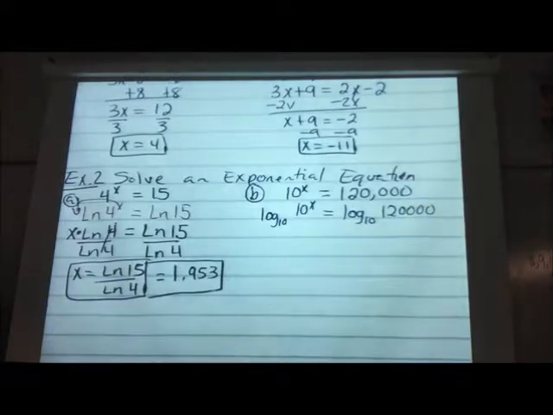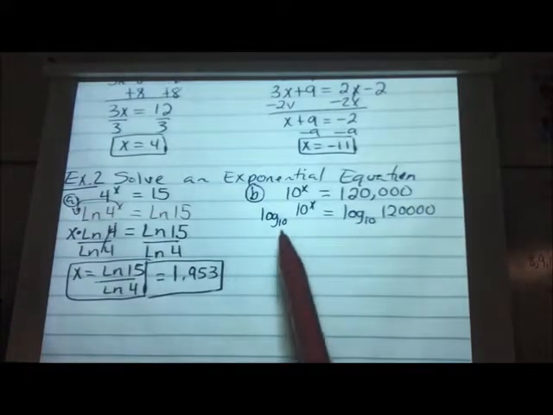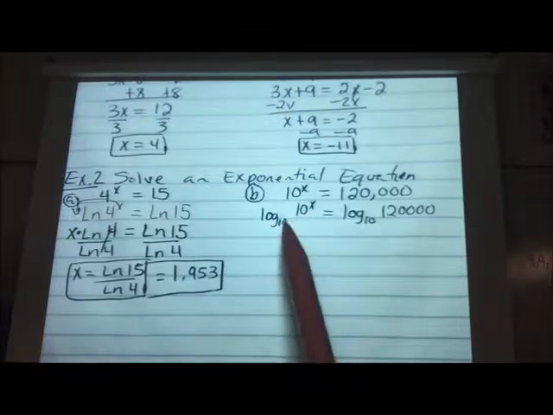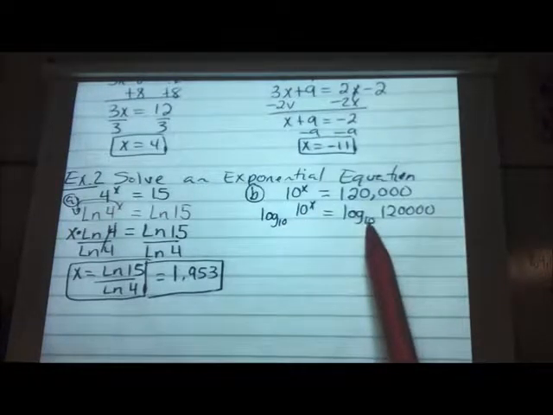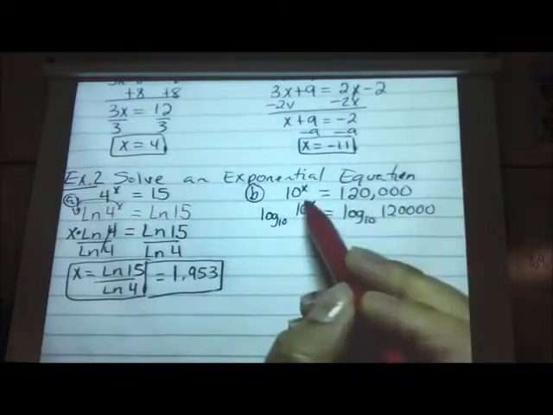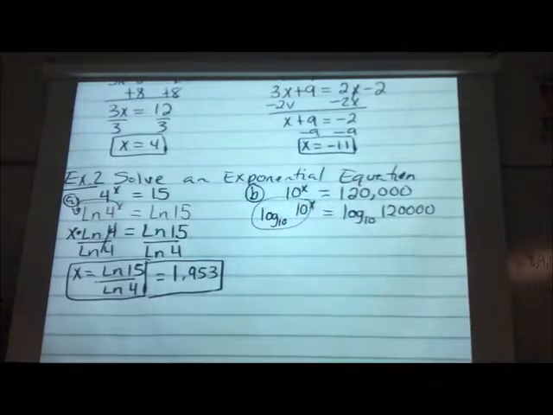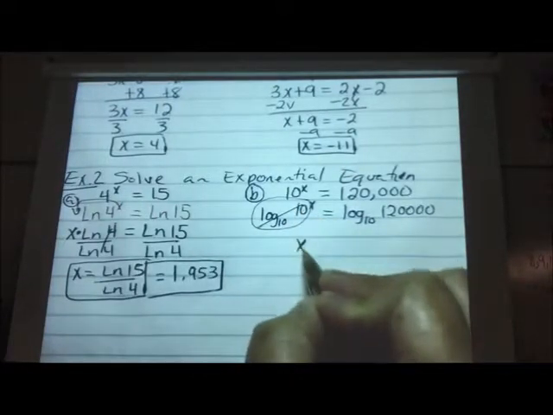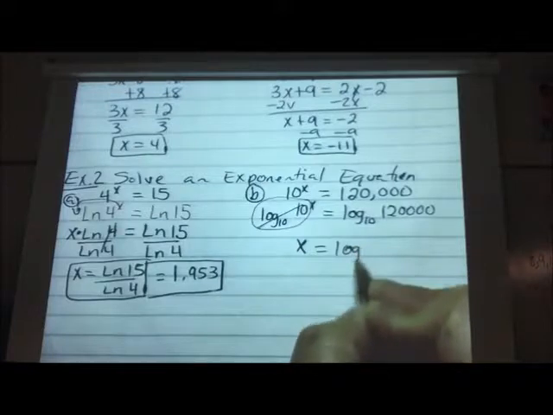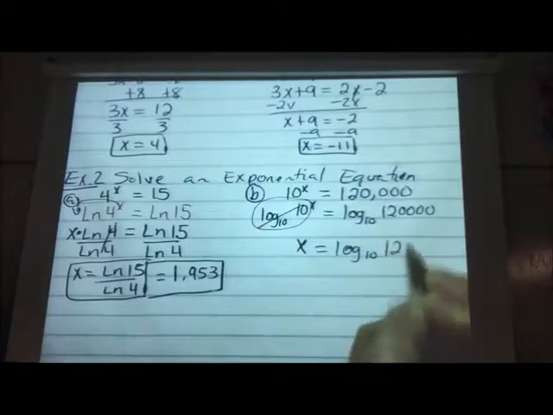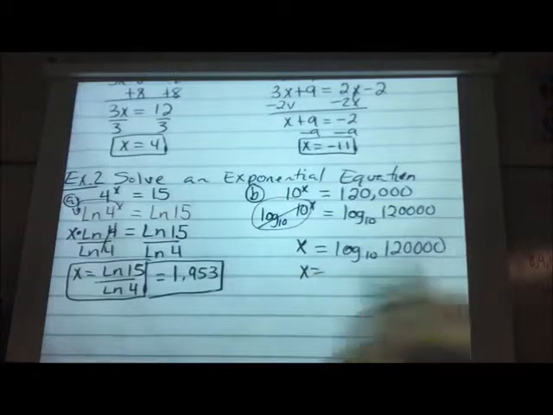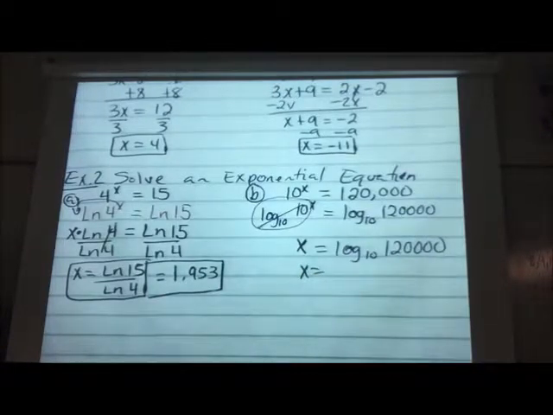Whatever you do to one side, you do to the other. Why did I use a 10? Because this is a 10. If it would have been a 3, I would put log base 3. Now, we've talked about this. What happens when you have that? The 10 cancels out, and the only thing that you have left over is x equals log base 10 of 120,000. Now, let's put that into the calculator. That would be it. You've already solved for x.